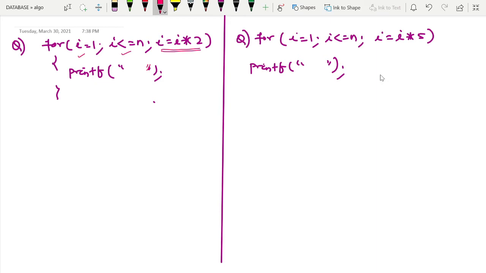For example, in the previous case, i equals i plus 2, and now i equals i into 2. What is the difference? You can see here, i is initialized with 1, so it is incrementing like 1, 3, 5, 7, 9 in this fashion. And here i will be incrementing like 1, 2, 4, 8, 16. You must be getting that, right? This is the difference between these two kinds of questions. Okay, so let's start answering this question.